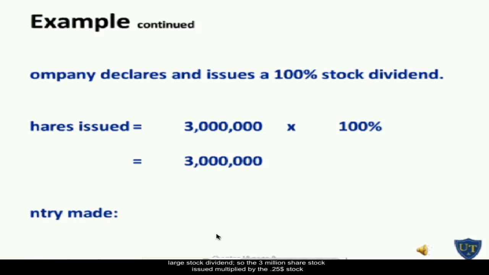So the 3 million shares issued multiplied by the 20-cent per share par value comes to the $600,000 reduction to retained earnings. That $600,000 is the par value of the shares issued, so we credit common stock for that amount. This transaction effectively reduces retained earnings by $600,000 while increasing contributed capital through common stock by the same amount. Total stockholders' equity is unaffected by this transaction.